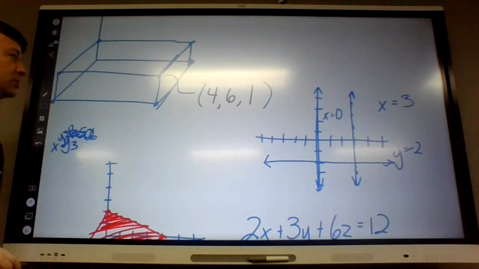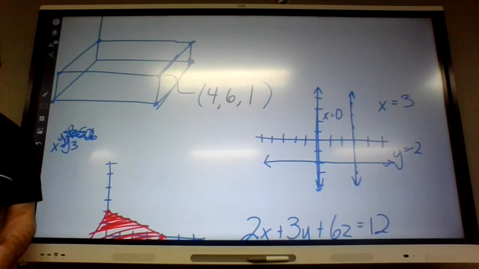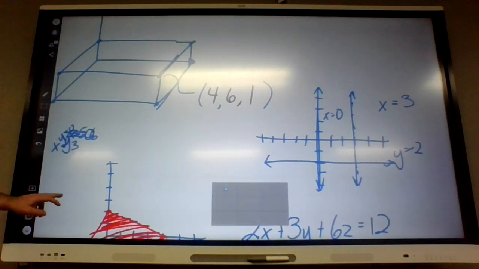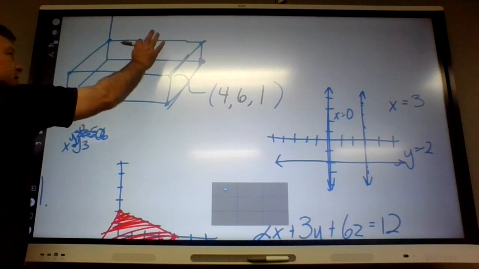So 4, 6, 1 is the point. And the question is, let E (4, 6, 1) be a vertex of the rectangular box shape. Find a Cartesian equation of each plane. This is what I was doing at the beginning. 7a says plane DEFG. Which plane is DEFG? Looks like it's on the top, right? So that would be this one right here.